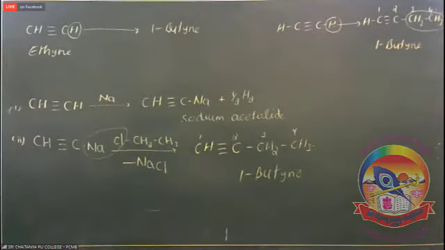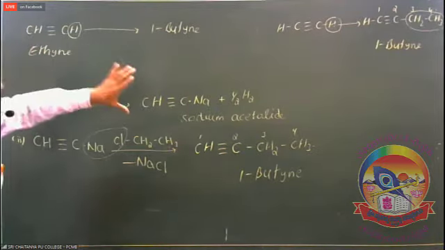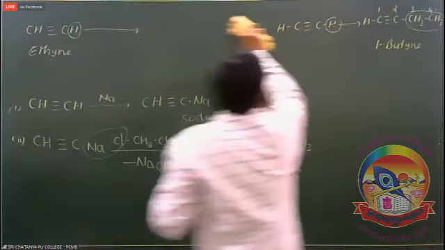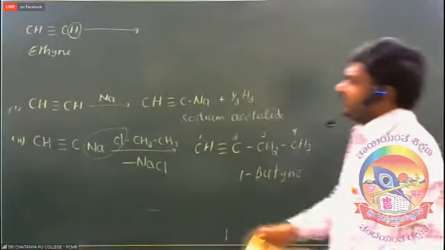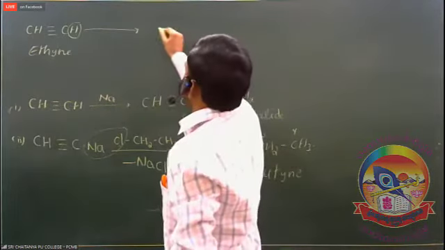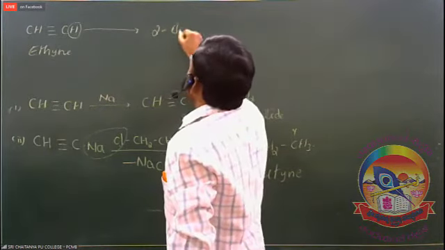So these are all very important conversions. How to convert lower alkynes to higher alkynes? Lower alkynes means alkynes containing fewer carbon atoms are converted to alkynes containing more carbon atoms. This is the conversion of ethyne to 1-butyne. The next conversion: acetylene, or ethyne, to 2-butyne.